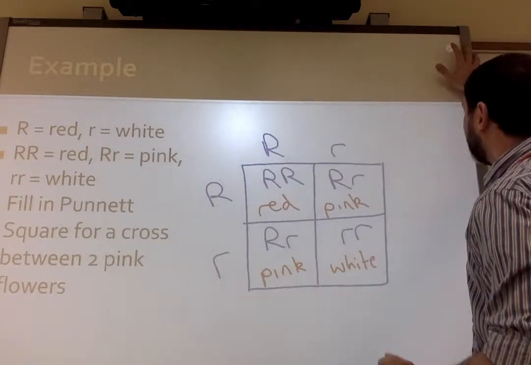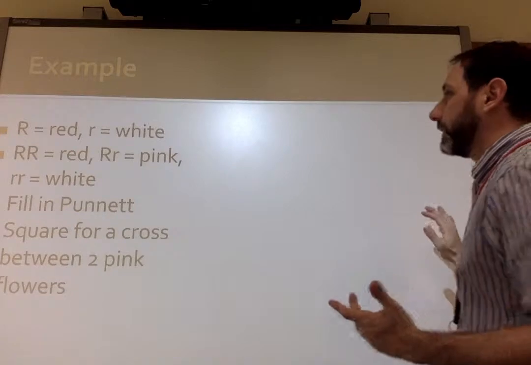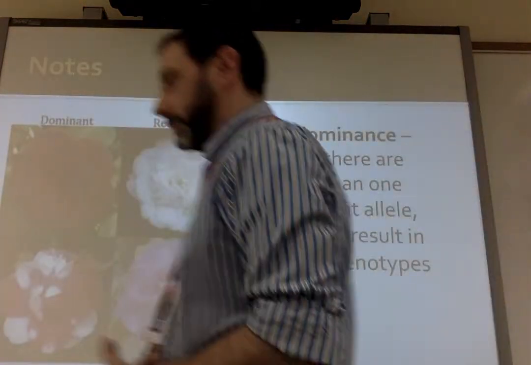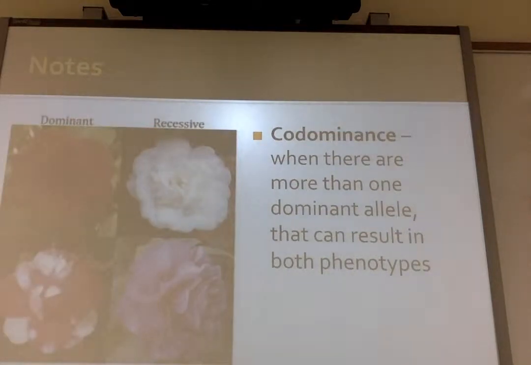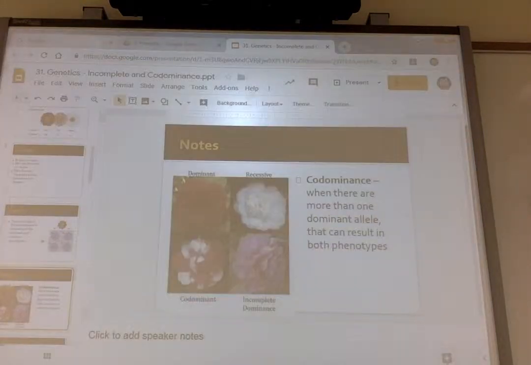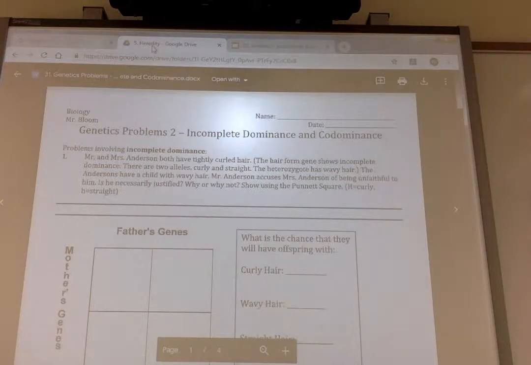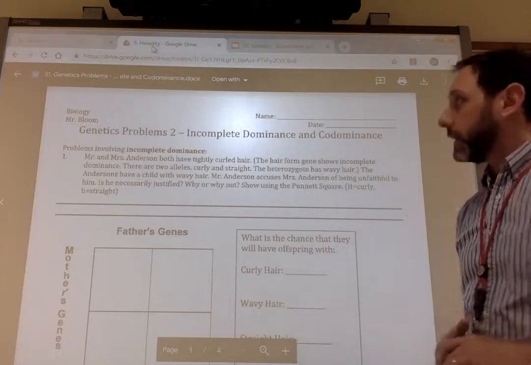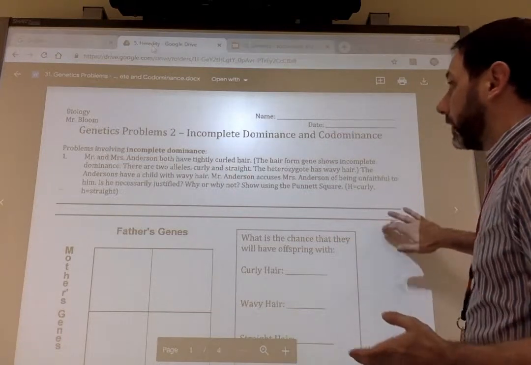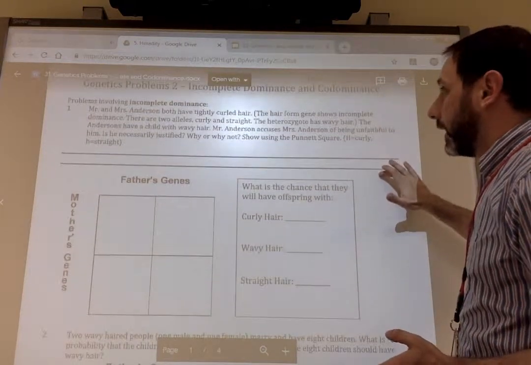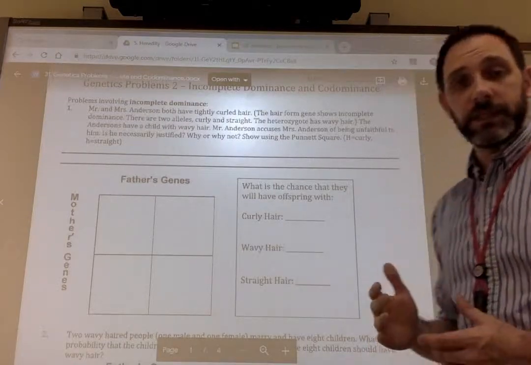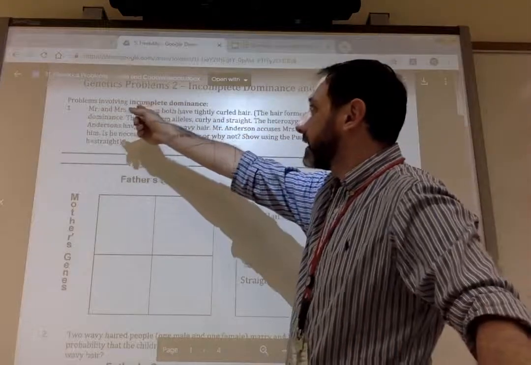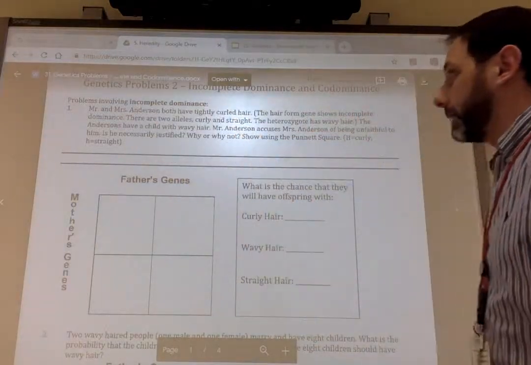So that's incomplete dominance. You're filling it out the same exact way, but in this case you are just dealing with an extra phenotype. And so if we look at our handout, Genetics Problems 2, the first three problems in this packet all involve incomplete dominance. So if we read this first one, and it even says it, problems involving incomplete dominance.